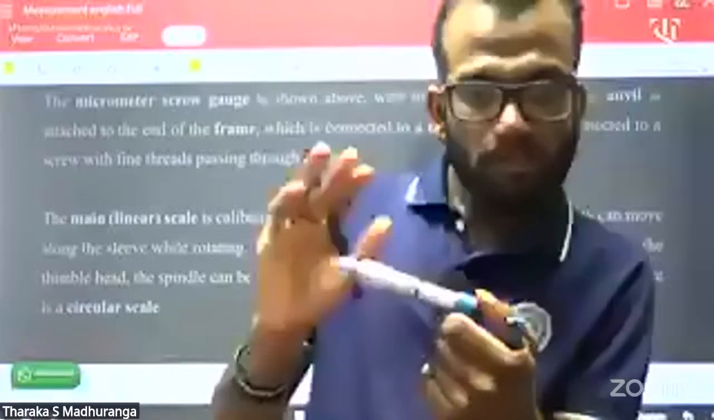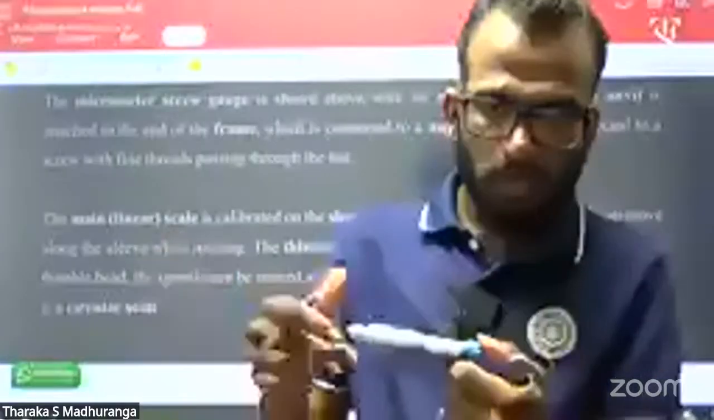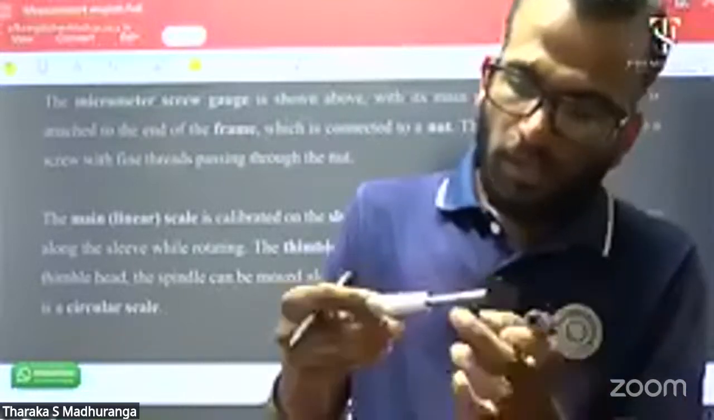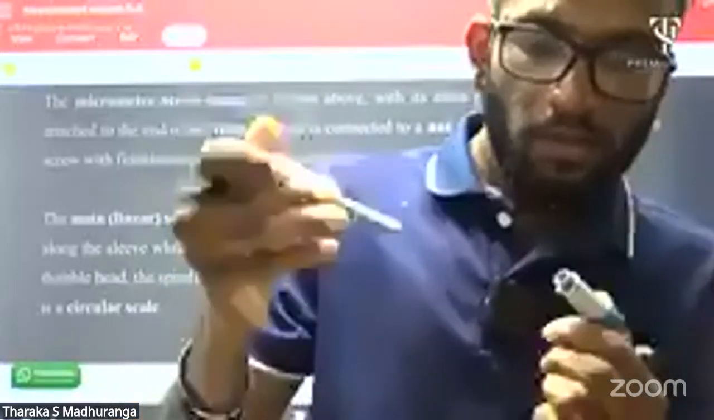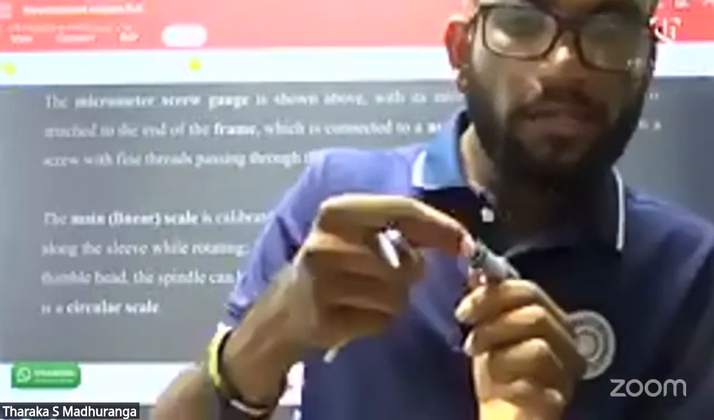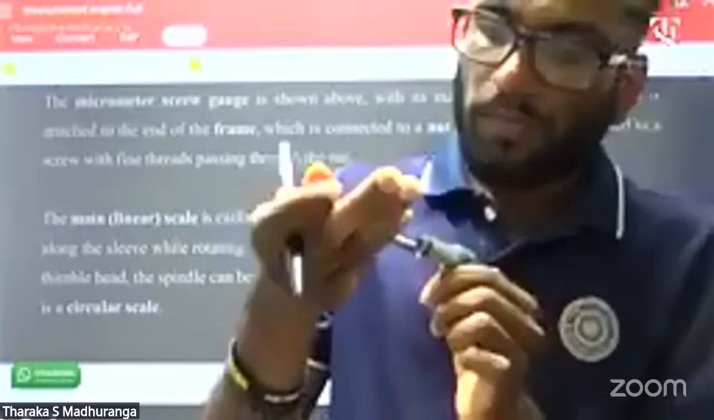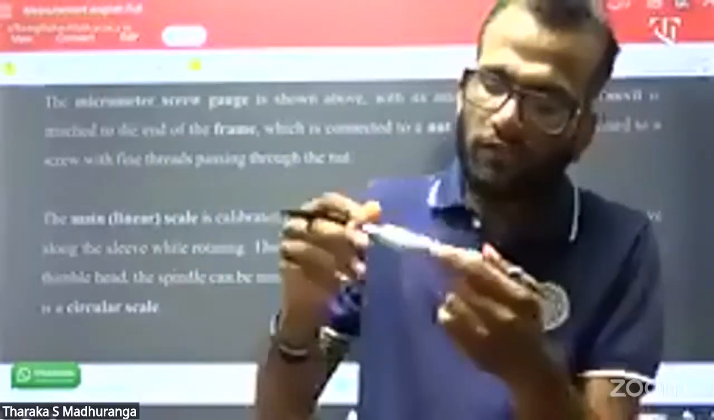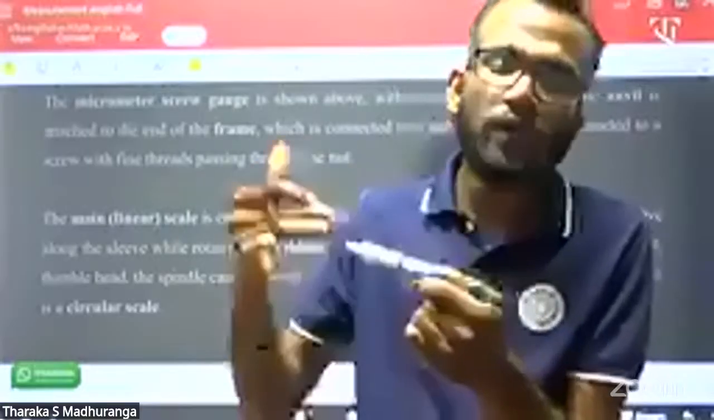Instrument: micrometer screw gauge. Understood? That's why we call it a screw gauge. See, it has threads. Can you see? It has threads and a screw. That's why we call it a micrometer screw gauge. Actually, it works according to the screw gauge principle.